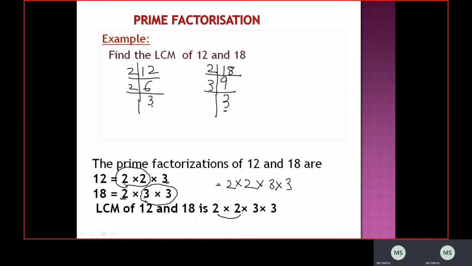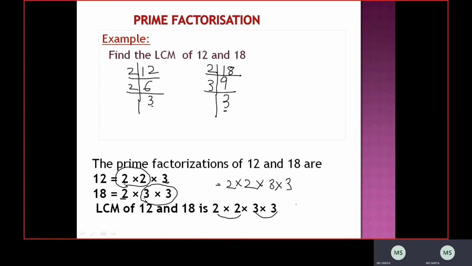In 12, 2 is repeating maximum number of times. So from 12, we have taken the pair of 2. In 18, 3 is repeating maximum number of times. So we are taking 3 2 times because it is repeating maximum here.